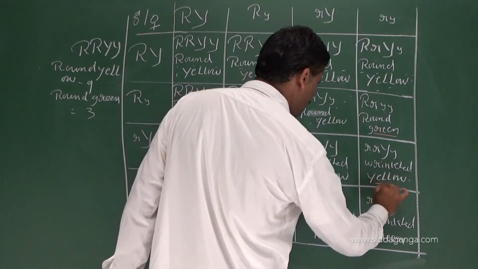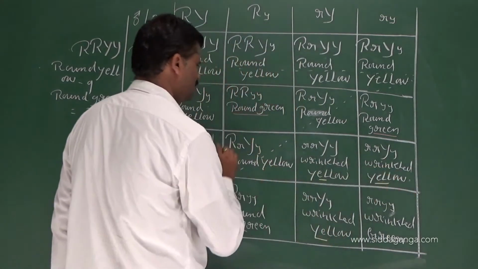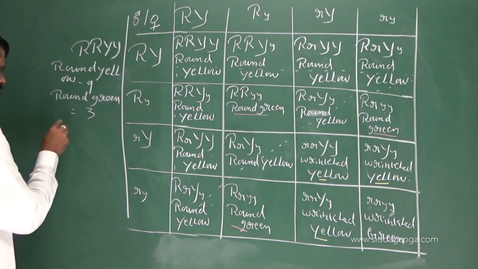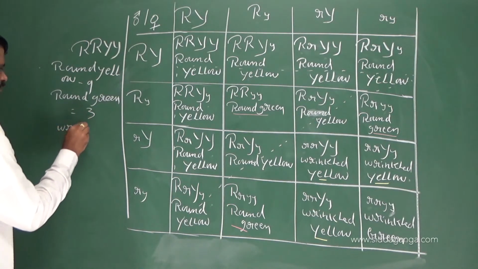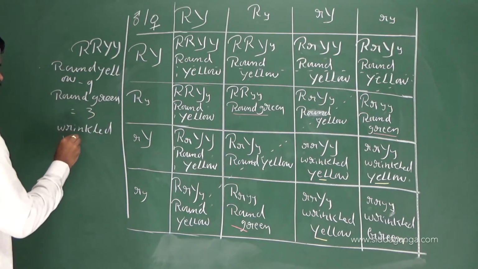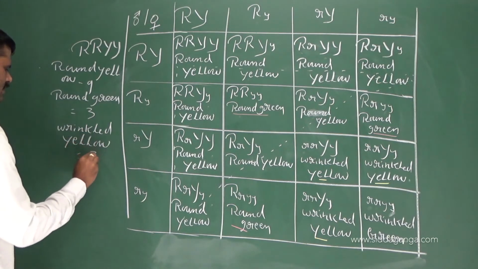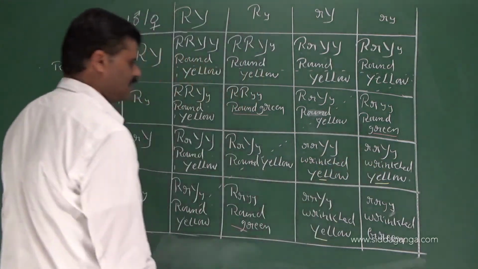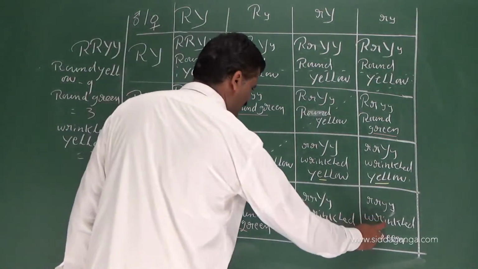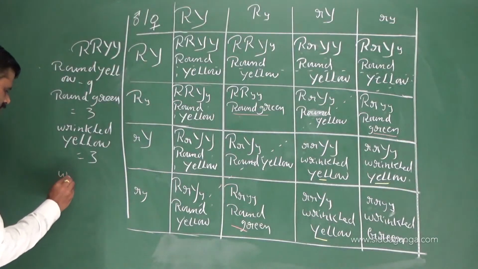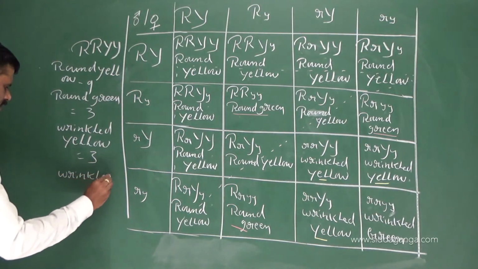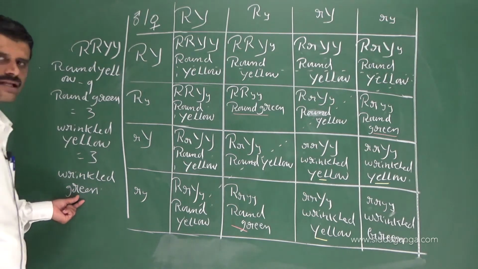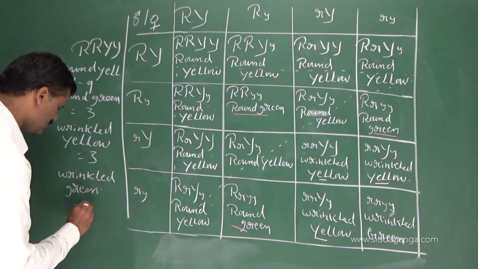Next character, wrinkled yellow, like this, right? Wrinkled yellow, triangular shape. Wrinkled yellow, how much? That is 3, correct? 1, 2, 3. Then one character is left, that is wrinkled green. Wrinkled seed, green color seed, that is 1.